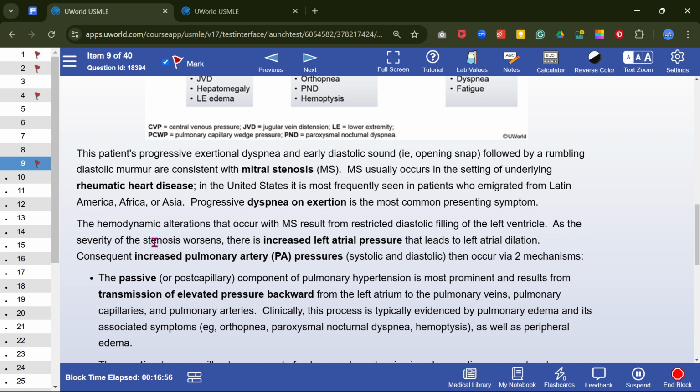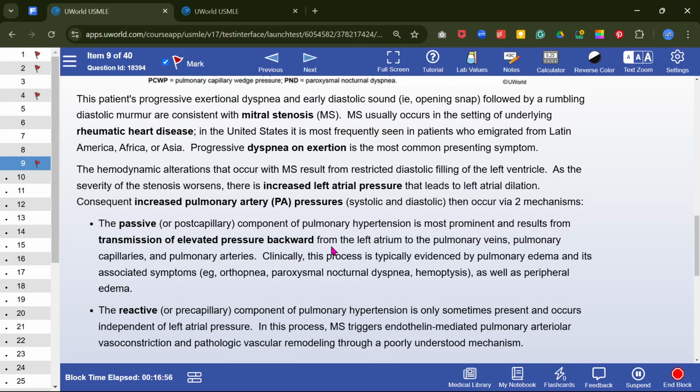As the severity of the stenosis worsens, there is an increased left atrial pressure that leads to left atrial dilatation and consequent pulmonary artery pressure elevation, systolic and diastolic, occurring via two mechanisms. The passive component of the pulmonary hypertension is most prominent and results from transmission of the elevated pressure backward from the left atrium to the pulmonary veins, pulmonary capillaries and pulmonary arteries.